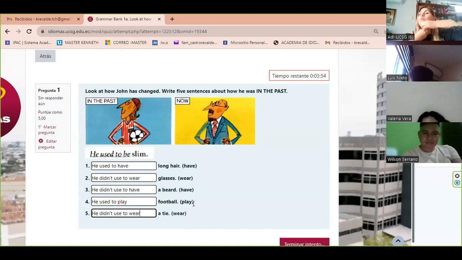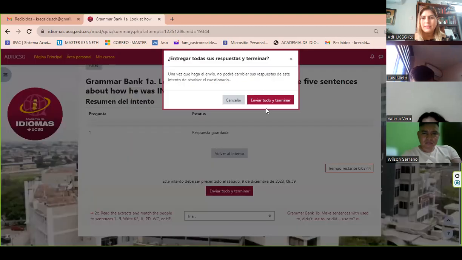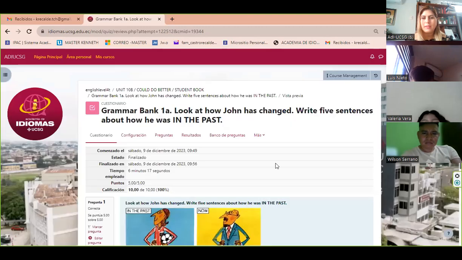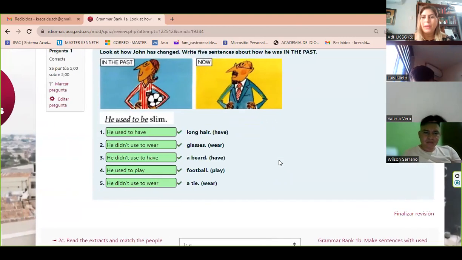Okay, a tie is what you put around your neck when you are wearing a suit. You use a tie. Very good. Let's see if this is correct. Very good. Okay. Let me give you one minute for the ones who need to complete.